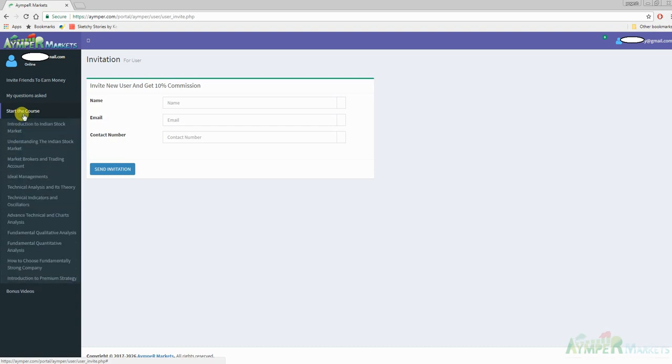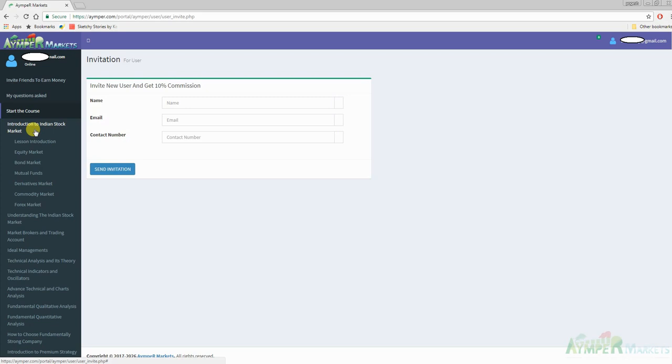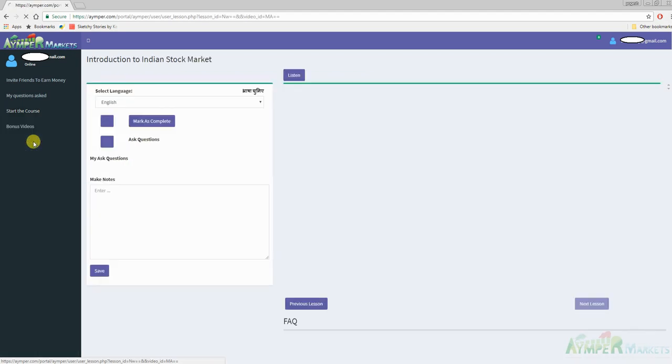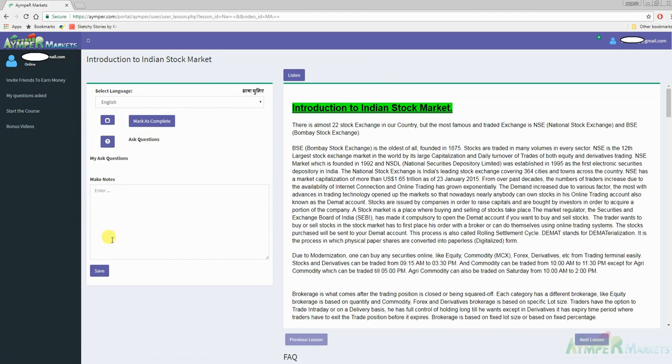start the course. Now what happens, as soon as you press this option start the course, this will be the first topic of your course. That will be the most basic thing, that is the introduction of the Indian stock market. Now if I press that, I get one more option, that is lesson introduction. If I press this, I get an option over here, open, which says introduction to Indian stock market.